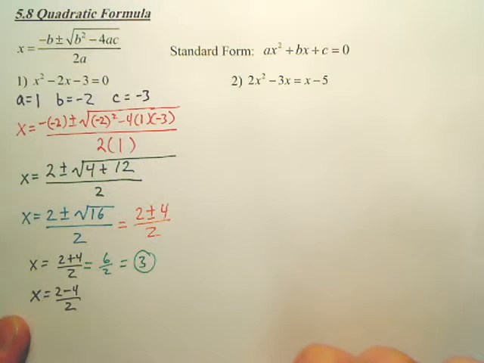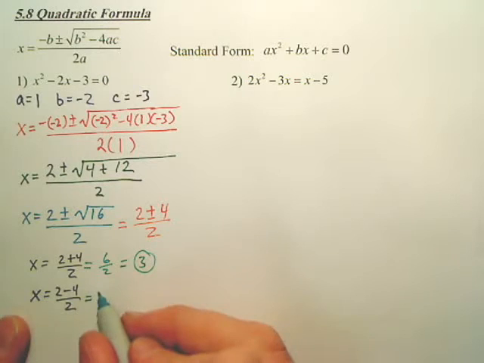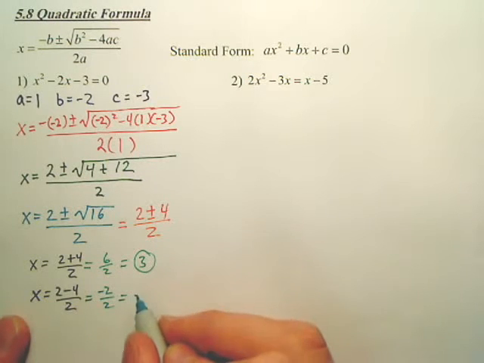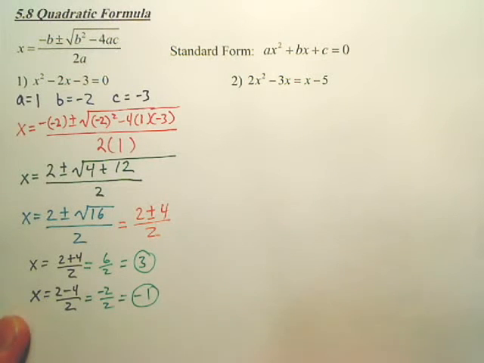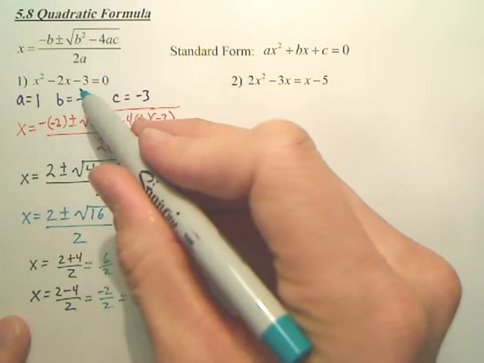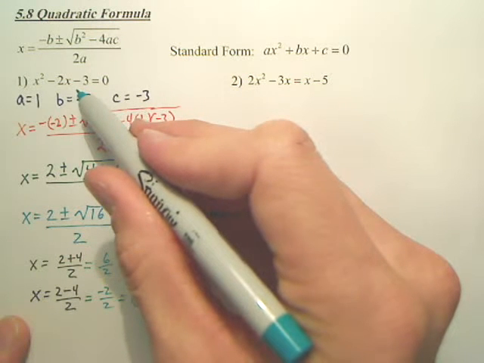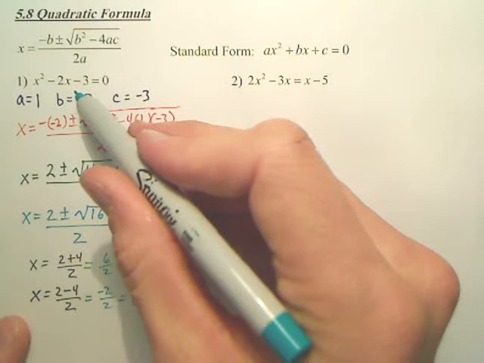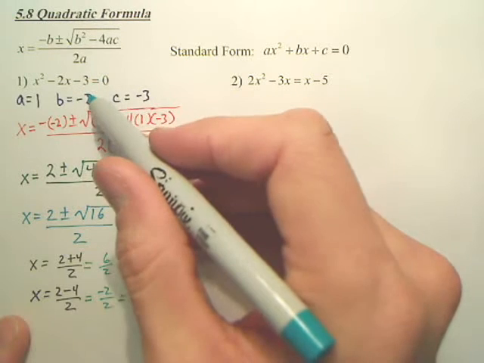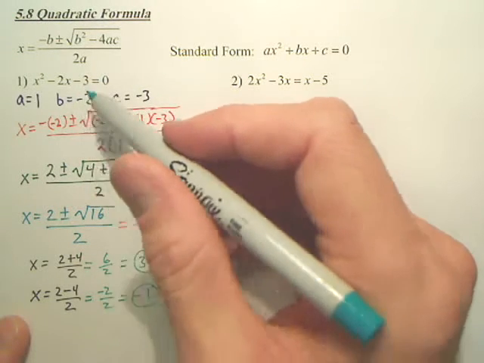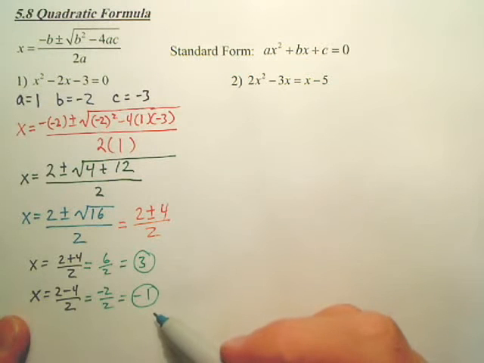Good. And this one, 2 minus 4 is negative 2. Divided by 2 is negative 1. Now, would that have been easier just to factor this one and solve it? Yes. There'll be times where you need to use the quadratic formula. There'll be times where you get to choose. This one actually would have been easier to factor.